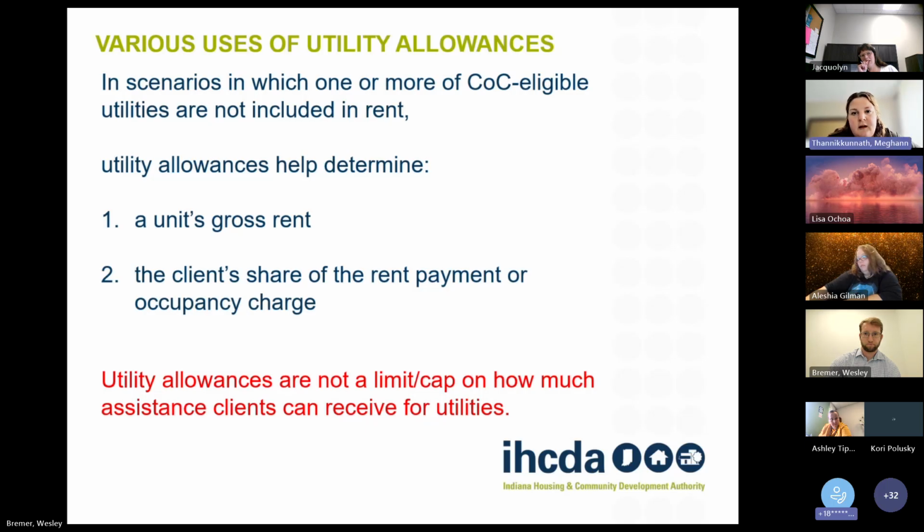So again, this is utilizing the gross rent and the client's share of whatever their rent payment or occupancy charge is going to be.